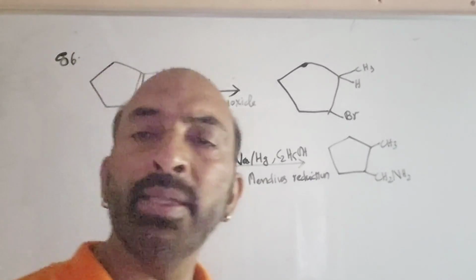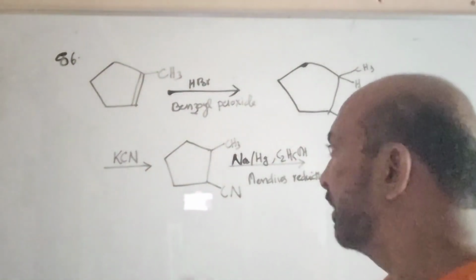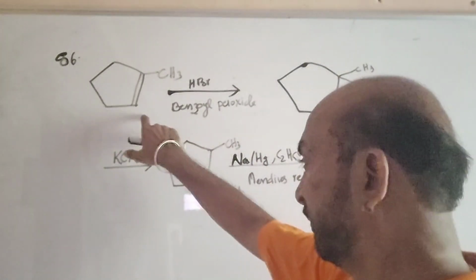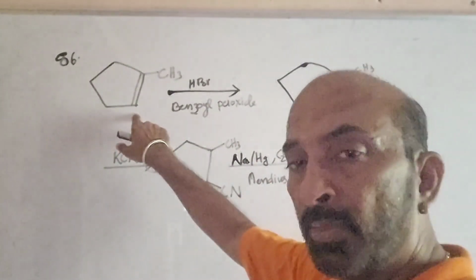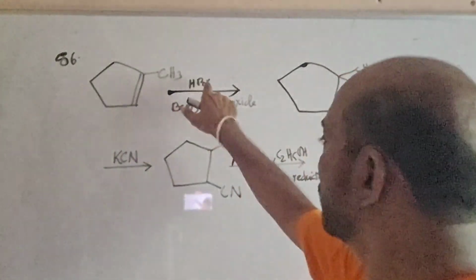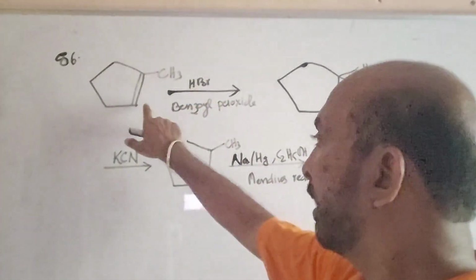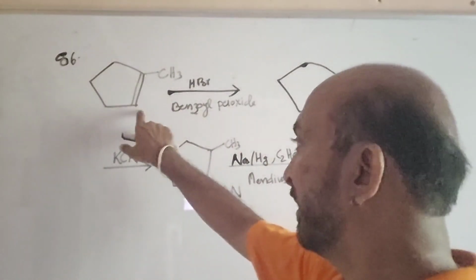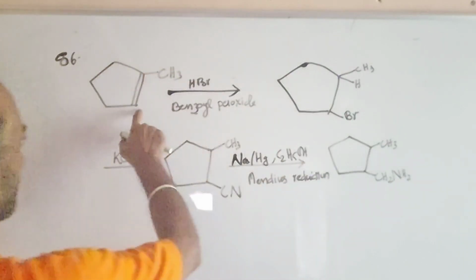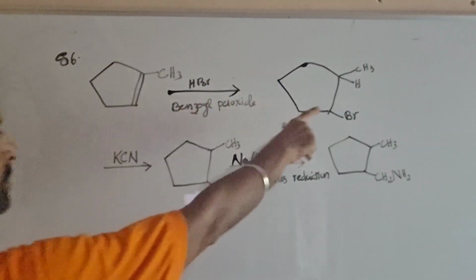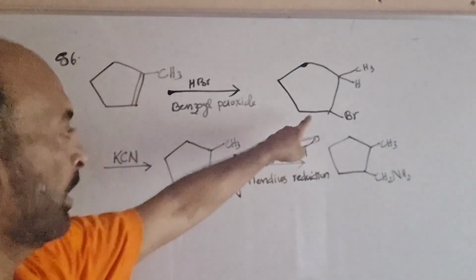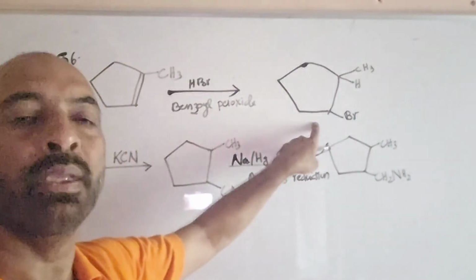We know that HBr, when used along with an organic peroxide with an alkene, anti-Markovnikov addition takes place due to the Kharasch effect, and halogen goes to that carbon which contains more hydrogen. So what happens here? Here bromine comes over here, which already has one hydrogen. So at the first stage, this will be the product. Okay, anti-Markovnikov addition product you are getting here.